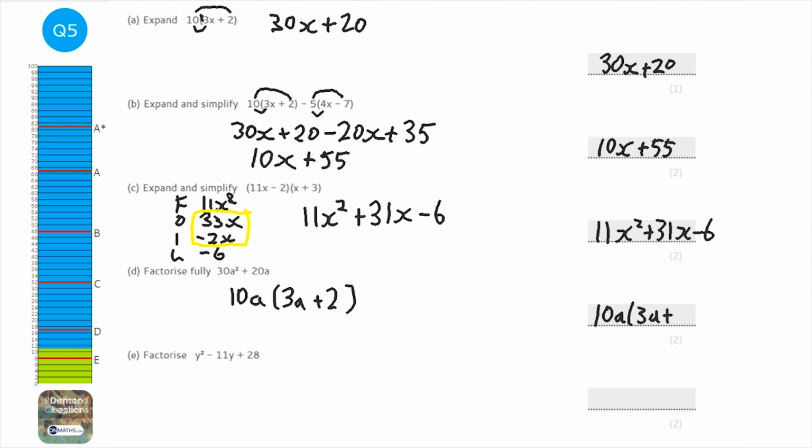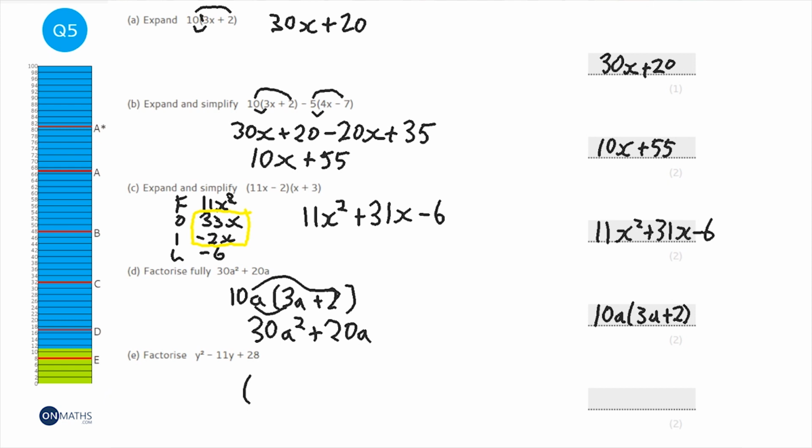it is this. Now you can check your answer by just doing smiles and rainbows on it. So 10 times 3, 30a squared plus 20a. So it works. And you can leave the exam with a big smile on your face because you know you've probably got it right. Now the last one is a quadratic.